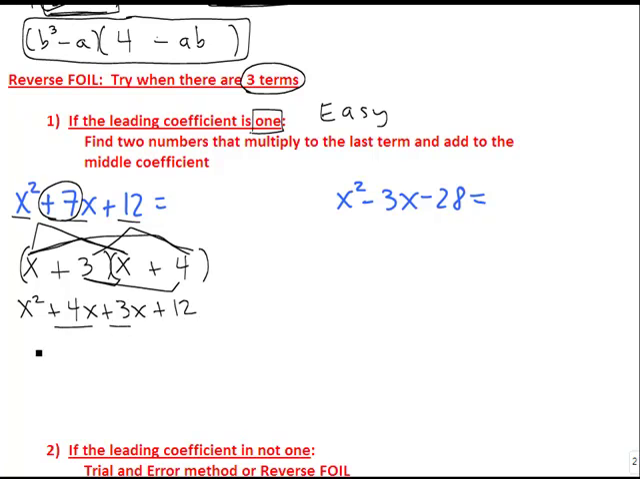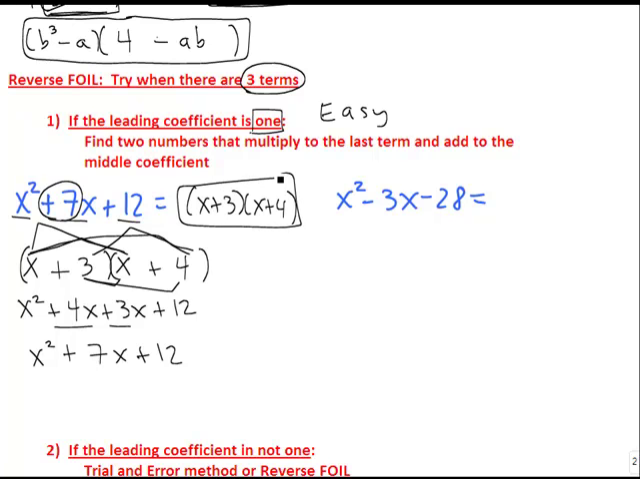And so it's these two middle terms that are adding to that 7x that we were looking for, so we know we did this correctly. My solution is (x + 3)(x + 4). It would also be correct to write this as (x + 4)(x + 3). It doesn't matter which factor you write first.